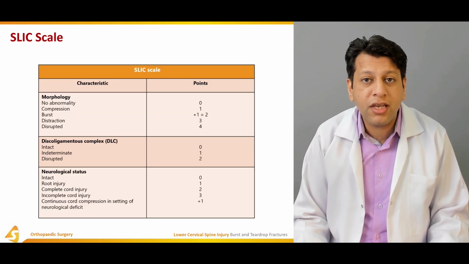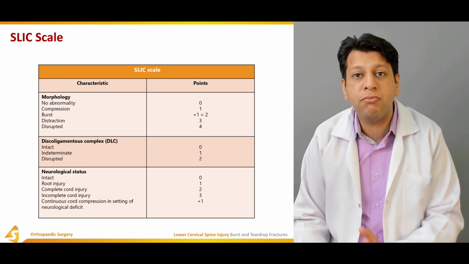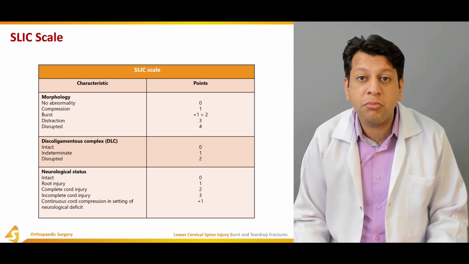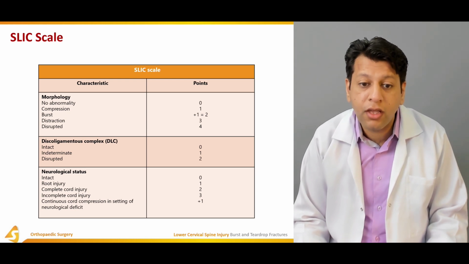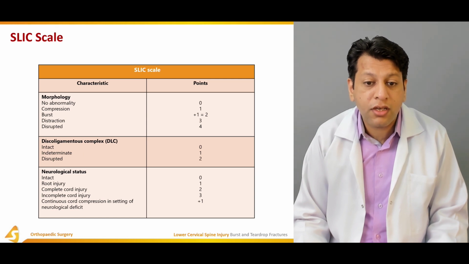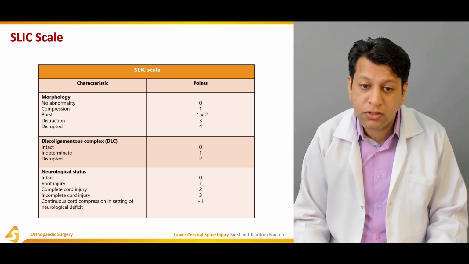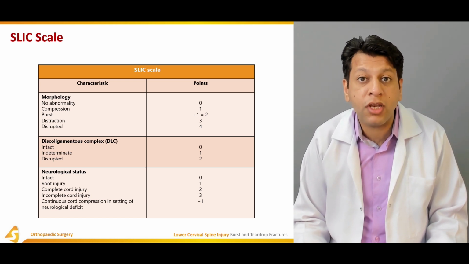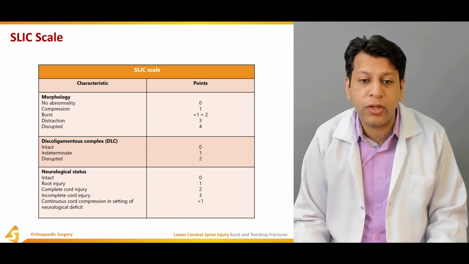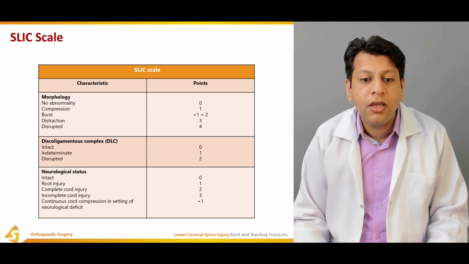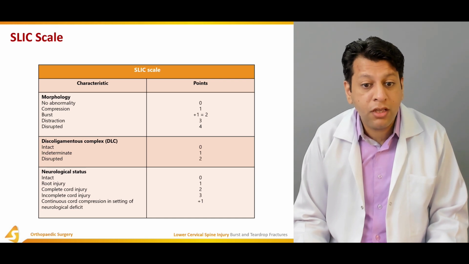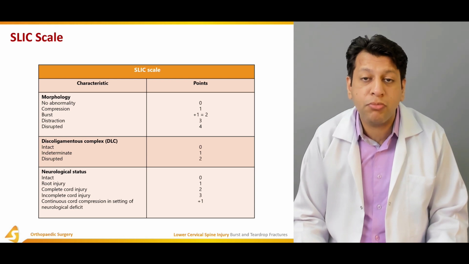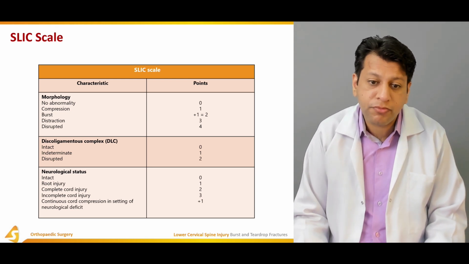Now, SLIC takes these into account and gives them points. When you have a certain number of points, that determines how severe the injury is. In morphological characteristics, if there's no abnormality, you give it a 0. If it's compression, you give it 1. If it's compression with burst, which means there was an axial load which has disrupted the body very much, it becomes 2. If it's a distraction injury, it becomes 3. And if it looks disrupted, then it becomes 4, because then the posterior spinous processes have opened up.